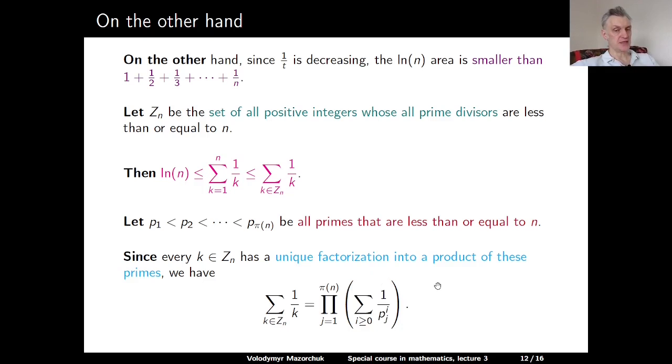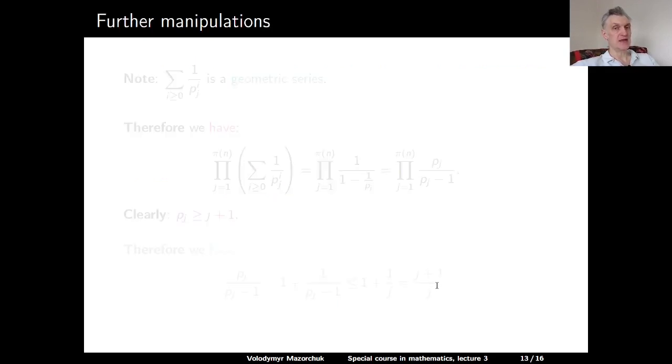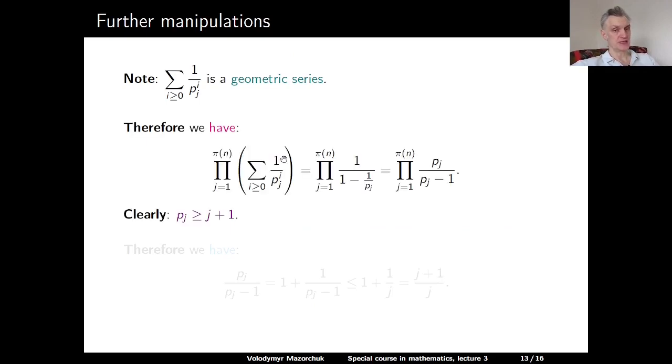And this factor, this infinite sum in the product, is a geometric series. So we can use the formula for the sum of the elements in a geometric series, and we write the product of these infinite sums as a product over j from 1 to pi of n, where each sum is equal to 1 divided by 1 minus 1 divided by pj. Multiplying by pj, we get pj divided by pj minus 1. So then we have a product over all j from 1 to pi of n.